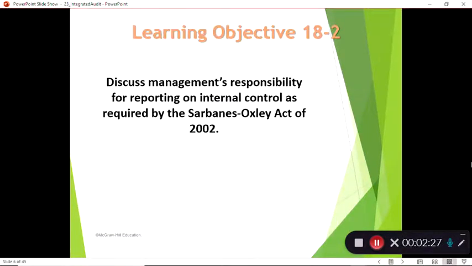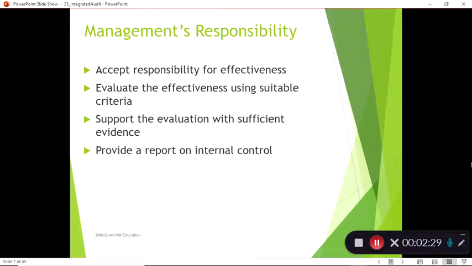So let's think about now what's management's responsibility. They're accepting responsibility to make sure that the internal control over financial reporting is effective. They're going to evaluate the effectiveness of it using a criteria. We'll talk about the criteria in a minute. And then they need to collect evidence, right? Just like auditors have to collect evidence about how effective controls are, managers have to collect evidence and provide a report ultimately on internal control that will be included in the financial statements.